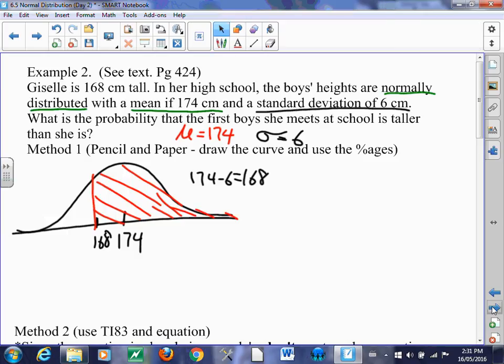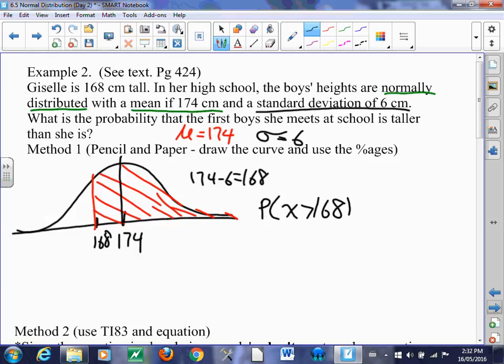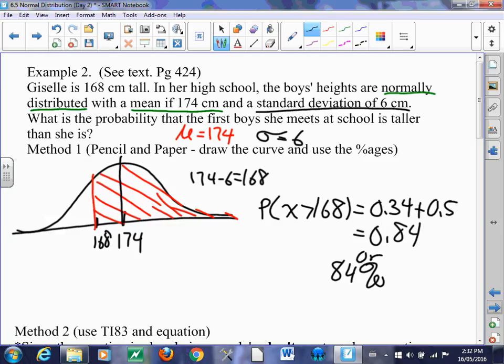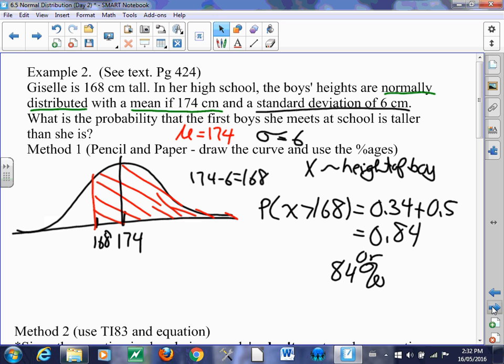Well, hopefully you should recognize, folks, when we do this, that we've got 2 sections, half and then plus the 34. So probability that x is 168 equals 0.34, which is half of the 68%, plus the 0.5, which equals 0.84, or 84%. And don't forget, we haven't identified what x is in this question, so x is the height of the boy. Okay, that's the paper and pencil method.